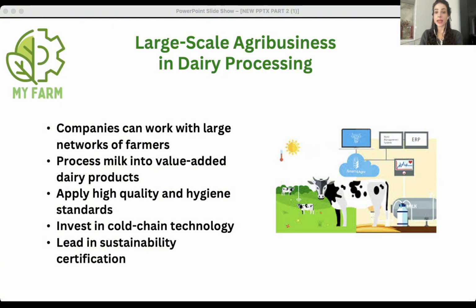Well, we can see large agribusinesses in dairy processing and marketing as well. Companies like FrieslandCampina in the Netherlands or DMK Group in Germany collect milk from hundreds of contracted farmers and process it into a range of value-added dairy products. These agribusinesses maintain high hygiene and quality standards, invest in cold chain technology, and often hold leadership positions in sustainability certifications. For example, animal welfare labels, carbon neutral milk.